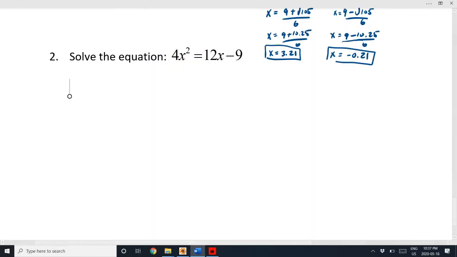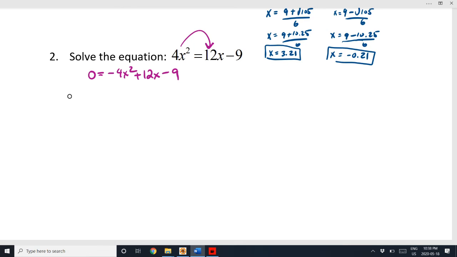So let's try example 2 together here. Solve the equation 4x squared is equal to 12x minus 9. So the first thing we'll notice is that this is not in standard form. So we just have to move this over to the other side to get it into standard form. So let's rewrite the equation in standard form. So 0 is equal to negative 4x squared plus 12x minus 9. And now we're in standard form.